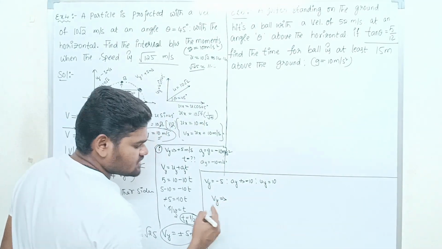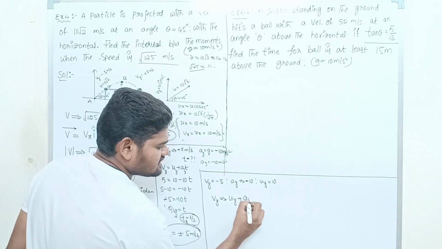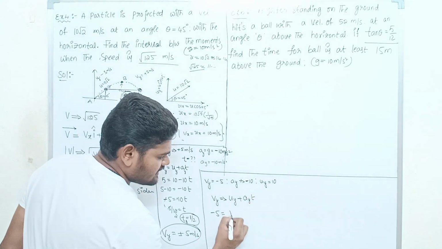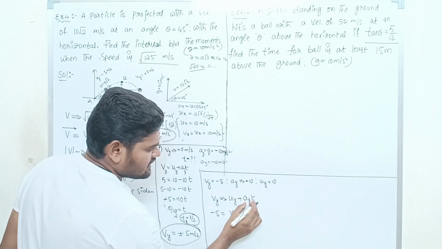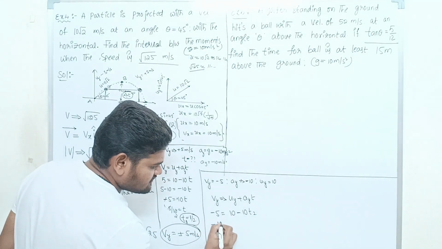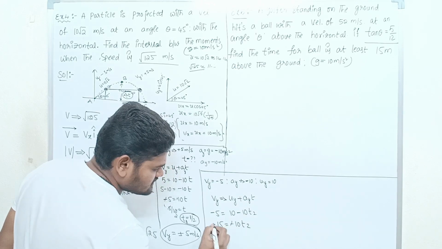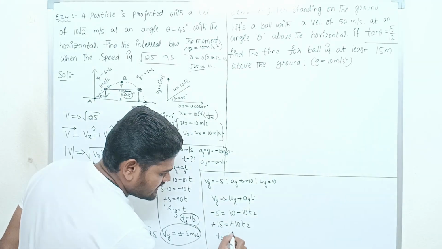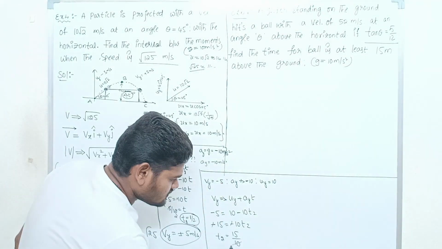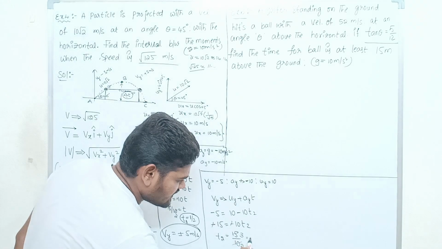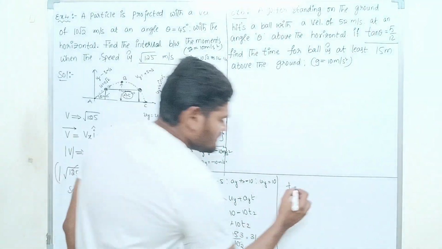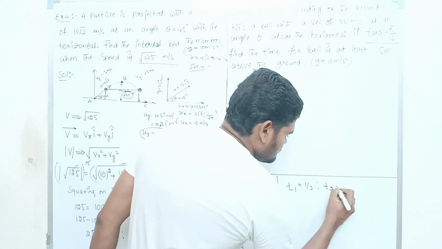Again I am using the equation of motion. Vy is equal to uy plus ay t. So Vy value minus 5 is equal to uy 10 plus ay minus 10, let us say time t2. So if 10 comes to this side, it becomes minus 15 is equal to minus 10 into t2. The minus signs cancel out and t2 is equal to 15 by 10. Simple mathematics. 5 twos are 10, 5 threes are 15. We will get 3 by 2. So we got the t1 value. How much? t1 is equal to 1 by 2 and t2 is equal to what?